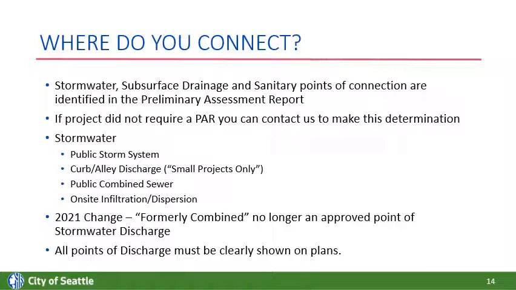The intent of this information here is just to make you aware that an important part of drainage review is identifying and clearly showing your points of discharge on the plans. The change from the 2016 code to the 2021 code is that the formerly combined sewer is no longer an approved point of stormwater discharge.